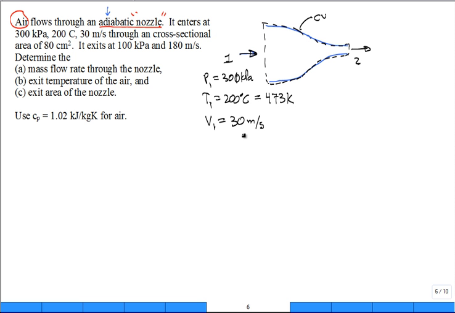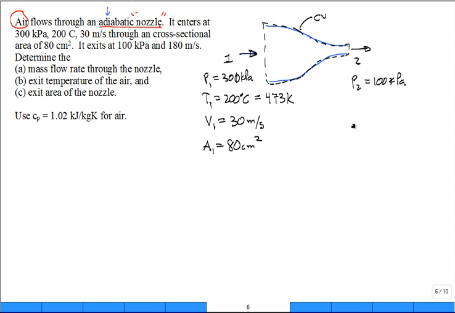Include it in the calc. Okay? One-half V squared is the specific kinetic energy. Then that's through the cross-sectional area. They tell me the area of 1 is 80 centimeters squared. That's how big the inlet is, the cross-sectional area. It exits at P2, 100 kPa, and a V2.